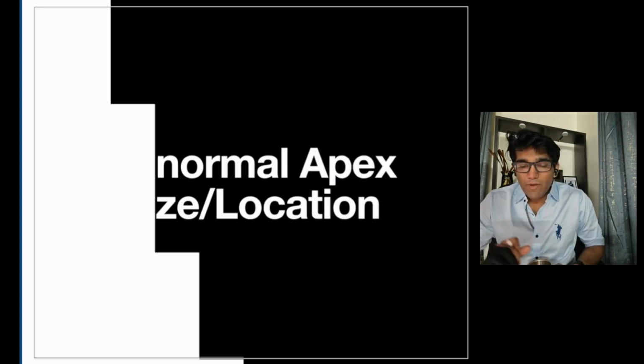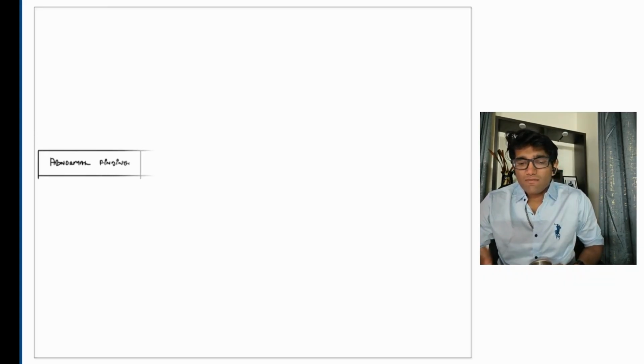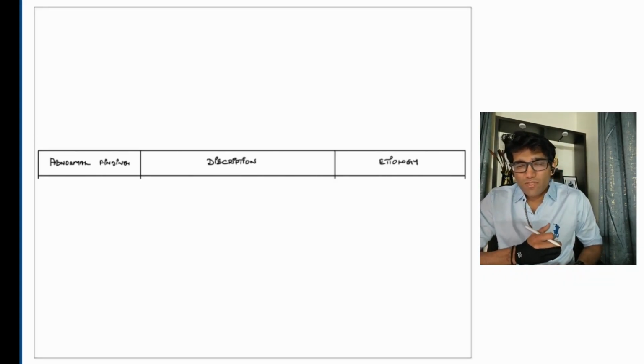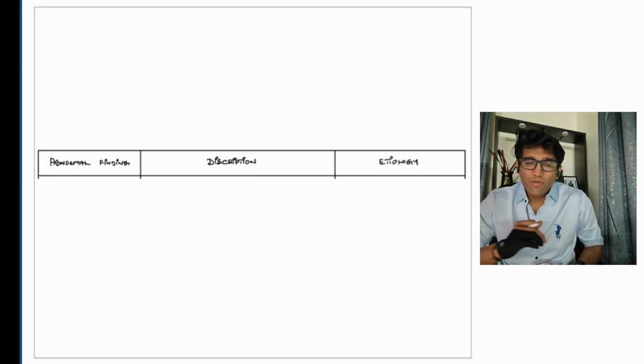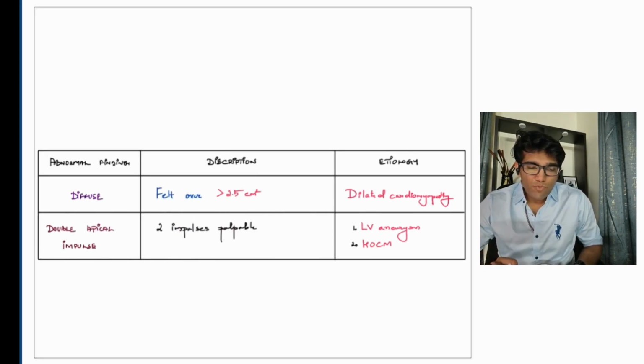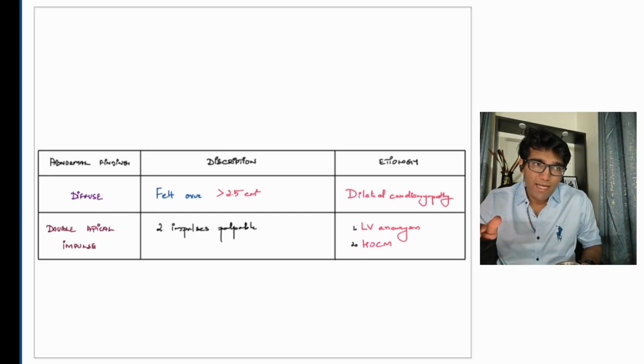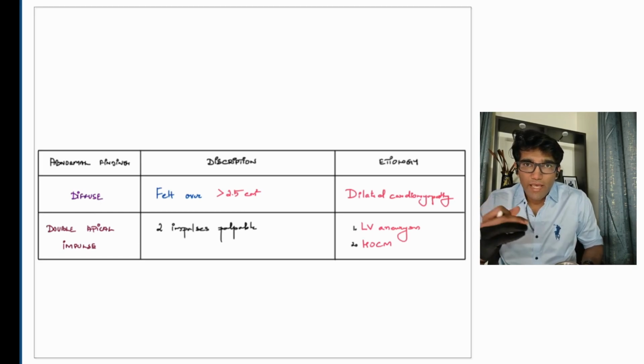Now, what about abnormalities of size and location? As we've discussed, the apex beat is at the fifth left intercostal space just outside of the midline, less than or equal to 2.5 centimeters. So you can have a pulse that is larger in size. This could happen because the ventricular apex is dilated.